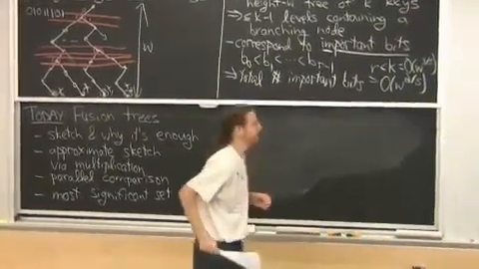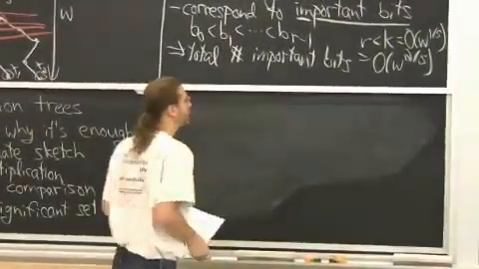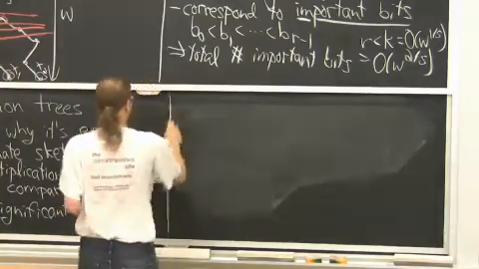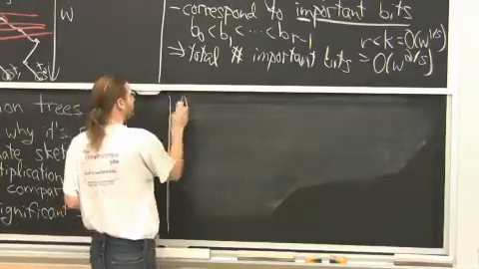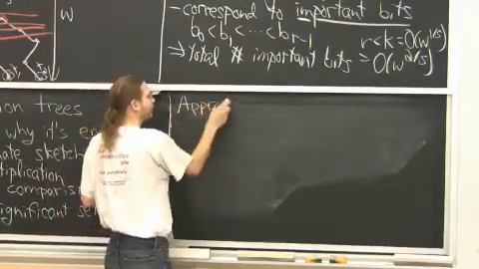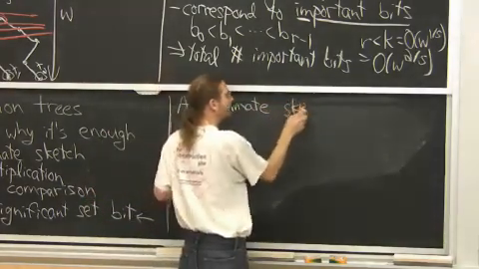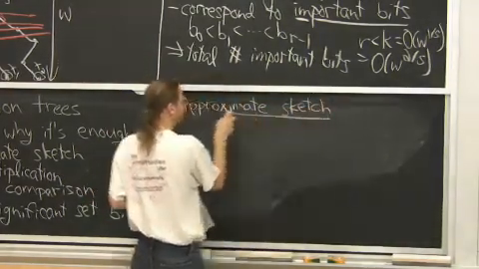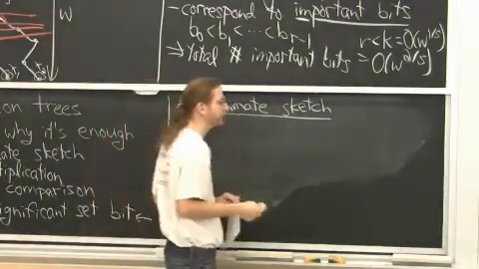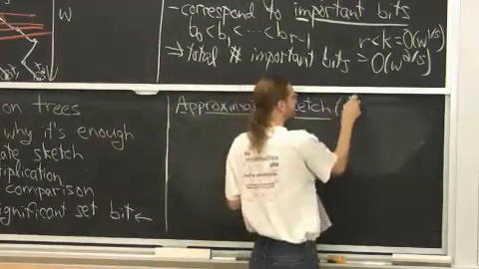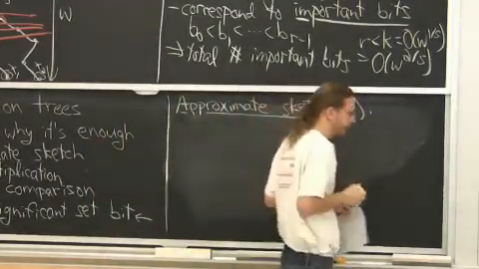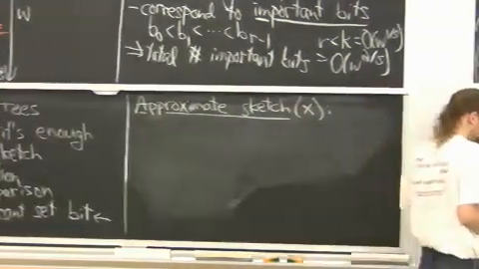So the first thing I'm going to do is sketch. And as I've hinted at in the outline here, we're not going to do a perfect sketch. We're going to do an approximate sketch. This will probably be the most work among any of these operations. Parallel comparison is actually quite easy. Sketching is, I think, the biggest insight in fusion trees.